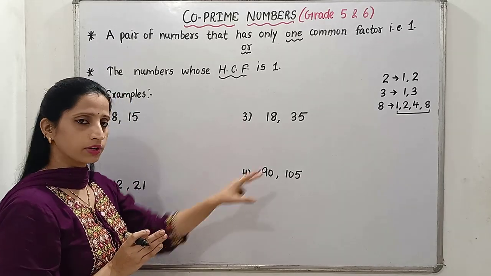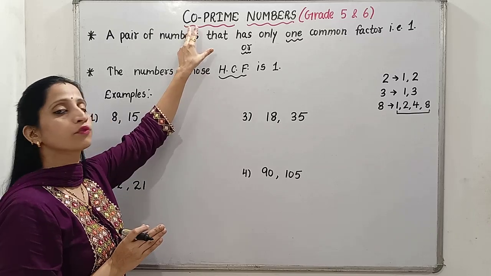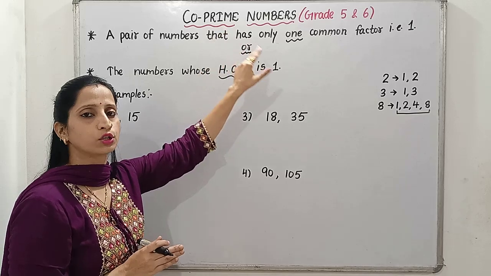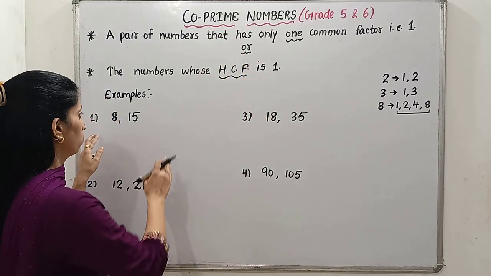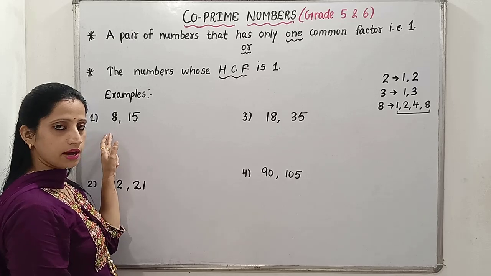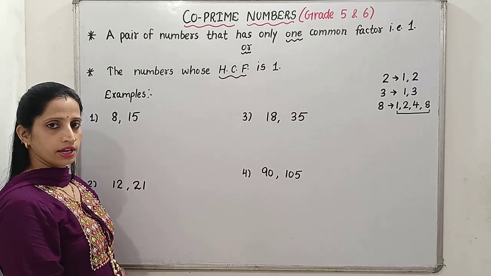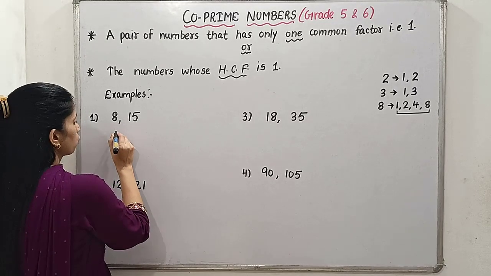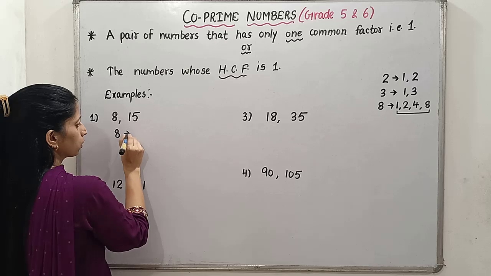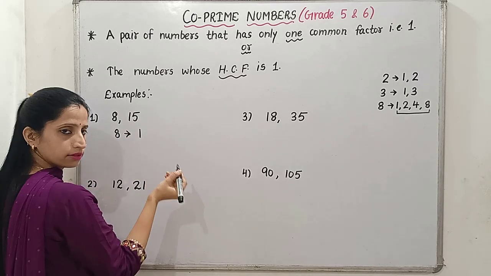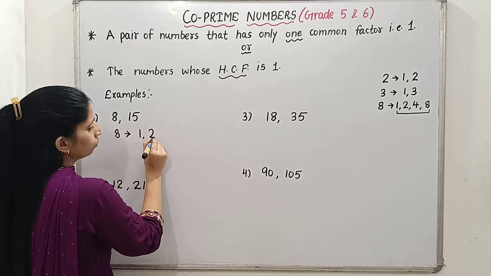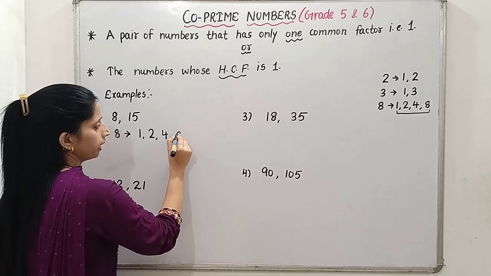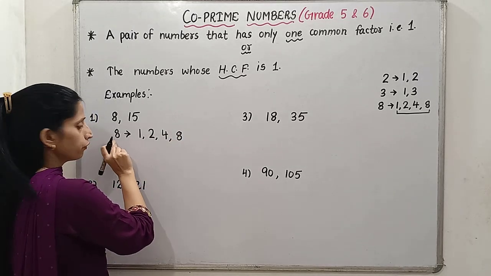Okay. Later on, after this, we will cover some properties of co-prime numbers also. I will tell you some cases when numbers are said to be co-prime. Now, let me talk about this first example. It is 8 and 15, and we have to check whether this is co-prime or not. So, let's write the factors of 8. The first factor is 1. It is divisible by 2, 2 times 4 is 8, then 4 and then 8 itself. So these are the factors of 8.